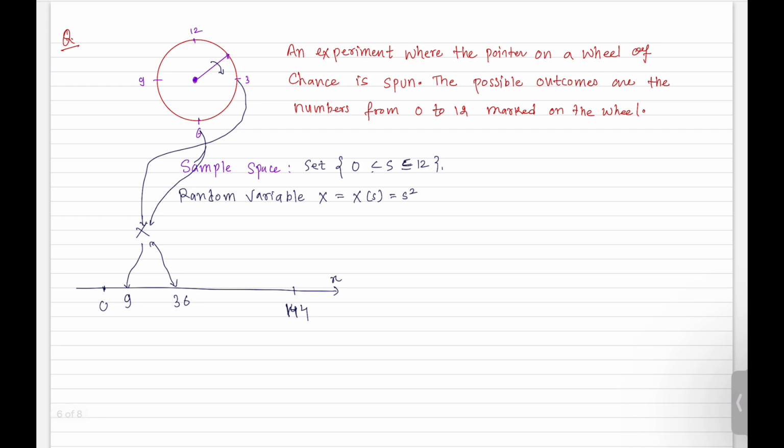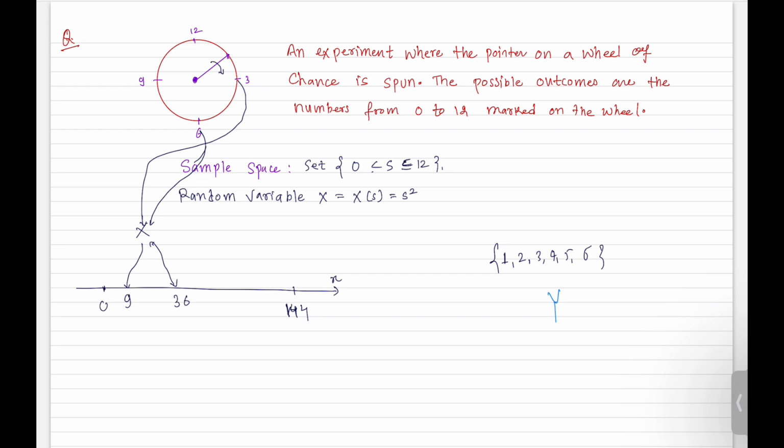I'll tell you one more point, that it is not necessary that the sample space points map uniquely. What do I mean? Let's suppose we do an experiment where we are rolling a die. What are the possible outcomes? All the possible outcomes are 1, 2, 3, 4, 5, 6, right? And we have some random variable associated with this experiment. Let's call this random variable y, right?